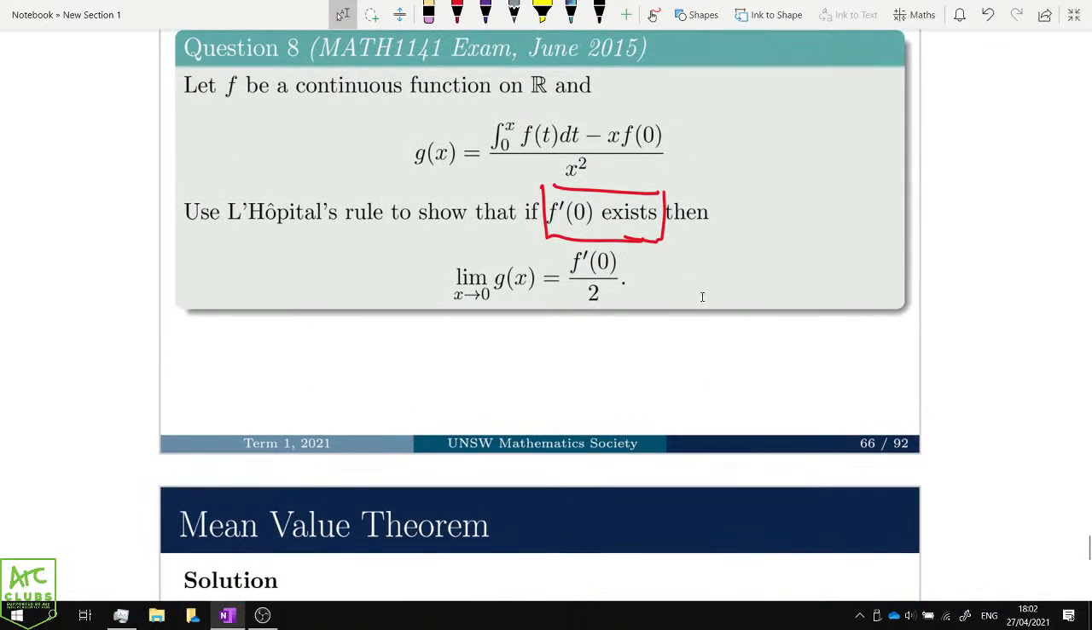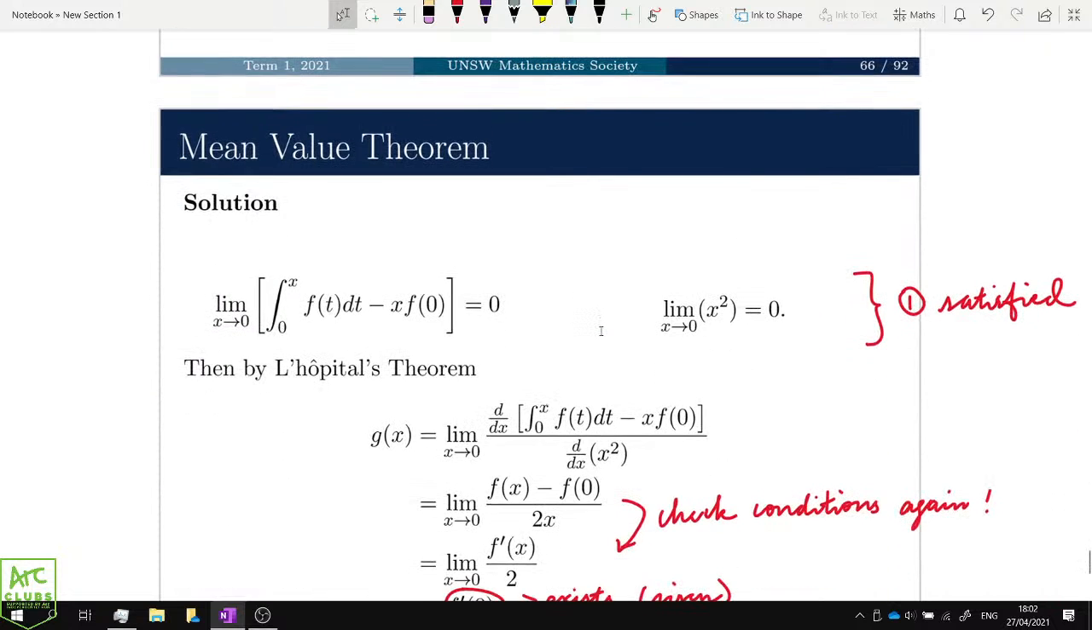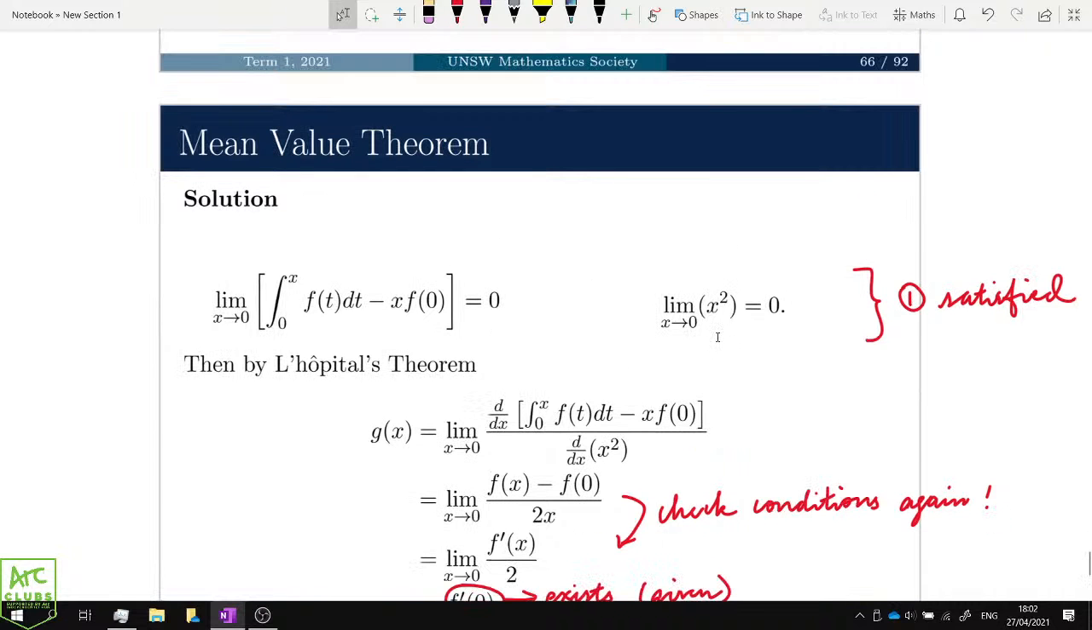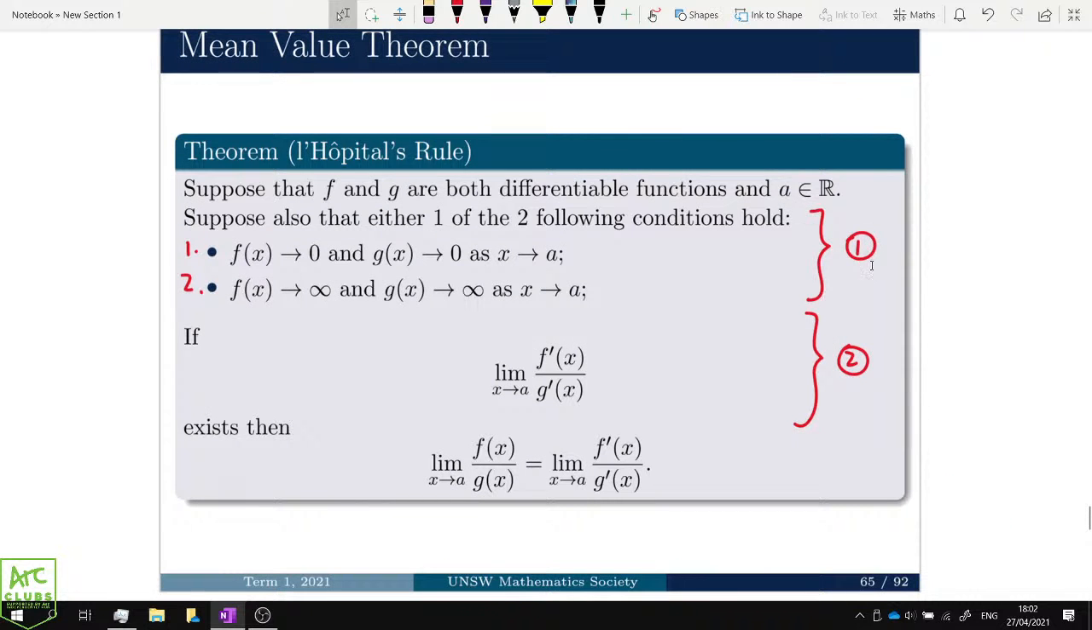As you can see, the limit of g(x), the limit of this expression as x approaches 0, is quite difficult to evaluate on its own. So what we can do is apply L'Hopital's theorem. Before we do that, we have to see if both of our conditions have been satisfied. So we start with condition 1.